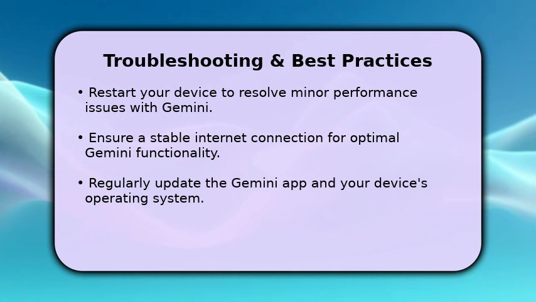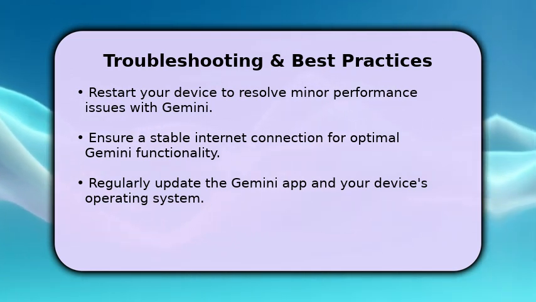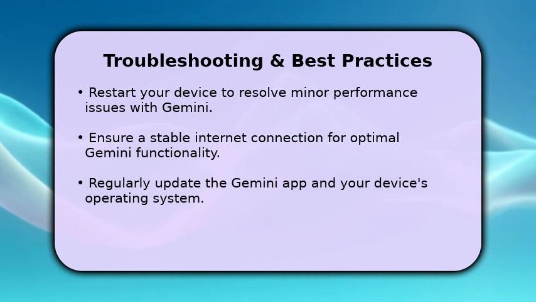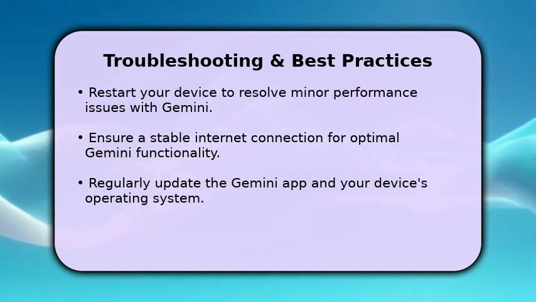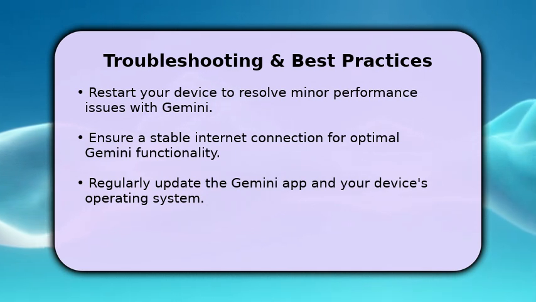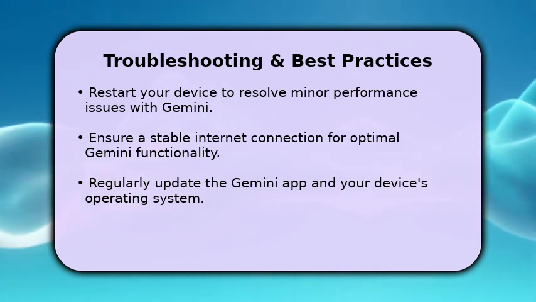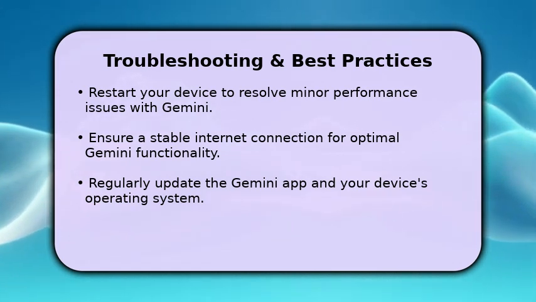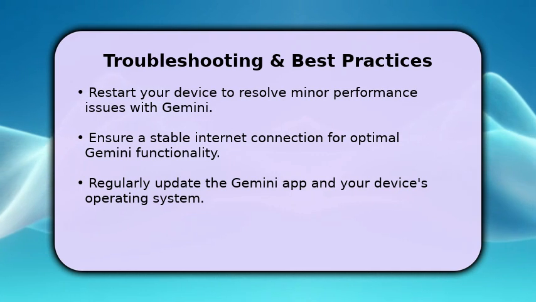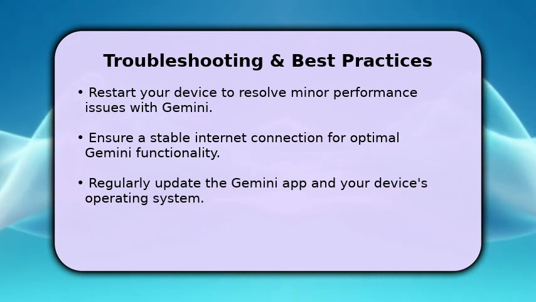For a consistently smooth Gemini experience, keep a few best practices in mind. If you encounter any minor glitches, a simple device restart often resolves them quickly. Always ensure you have a stable internet connection, as many of Gemini's features rely on cloud processing for optimal performance. Finally, regularly check for and install updates for both the Gemini application and your S24 Ultra's operating system to benefit from the latest features and security enhancements.